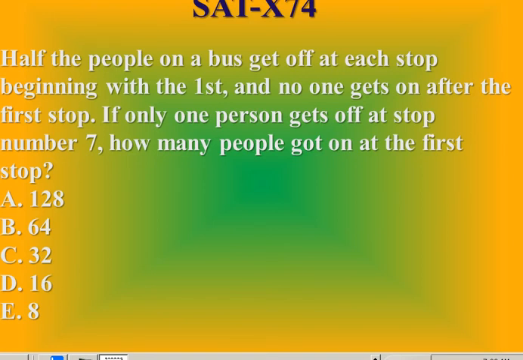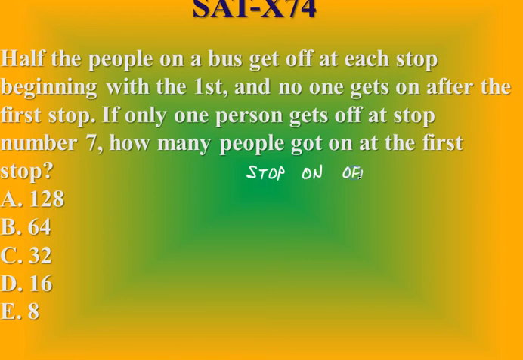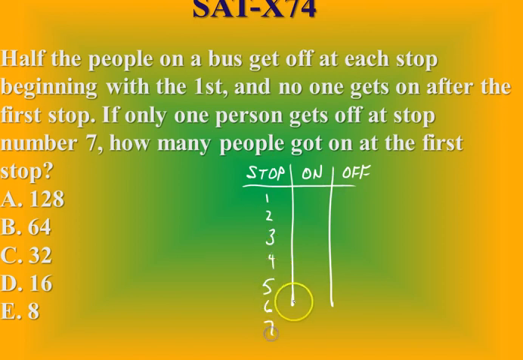The best way to do this is set up a little table. So I'm going to have 3 columns on my table, one for the stop, one for the number of people that are on, and then how many people get off. So we have 7 stops all together. So let me go 1 through 7. And I'm going to work this backwards because on the last stop, one person gets off.